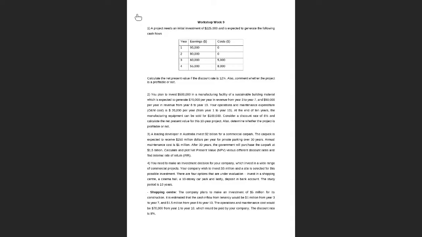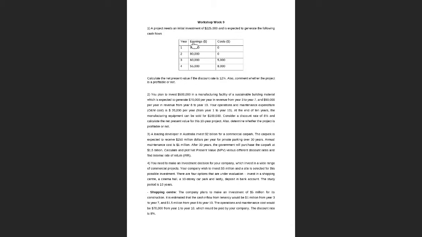All right, so the first question is, a project needs an initial investment of $225,000 and is expected to generate the following cash flow. So here you can see that you have an initial investment of 225,000, and then this is the cash flow that is going to be generated from the project that you have invested in. So the earnings, that is the revenue that is generated from the project, is given here.